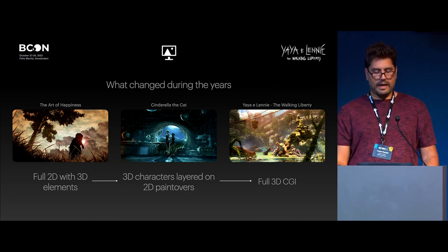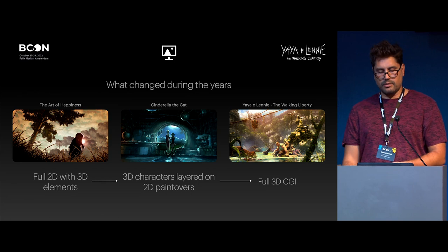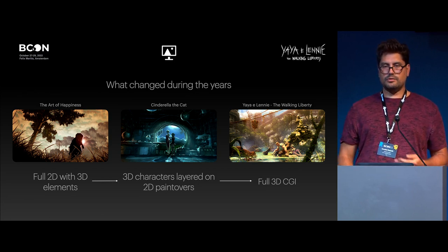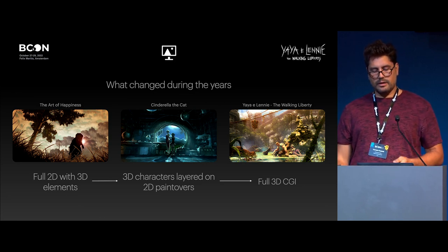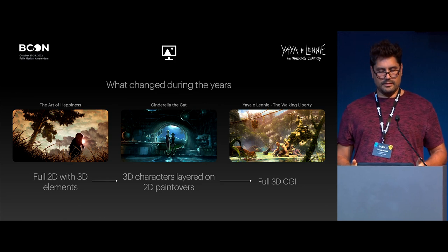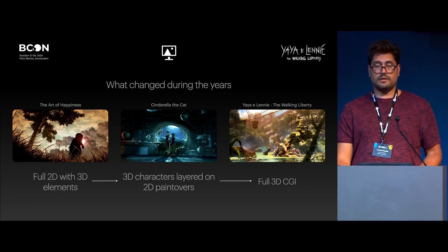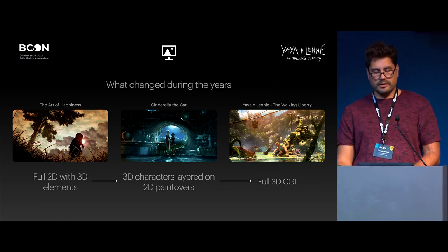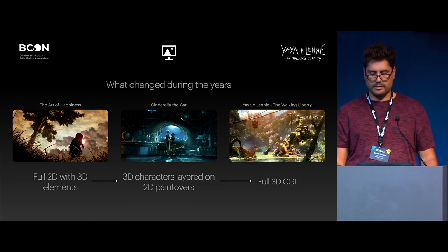In Cinderella the Cat, we had 3D characters layered on 2D paintovers, because we tried to keep our post-processing process that we used for The Art of Happiness and brought it in Cinderella the Cat, where we used our 2D characters, like in Disney's vertical camera. But we used the 3D backgrounds to let the 3D characters interact in a 3D space. And then we rendered those 3D backgrounds and had our background artists paint over them to have a 2D layer to use in the compositor.